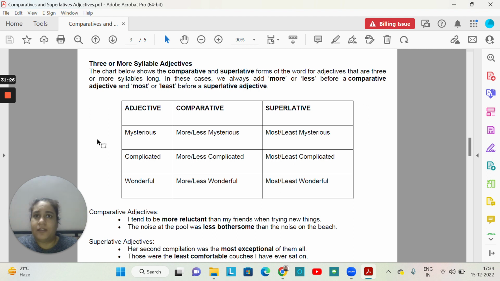Pronouncing also becomes difficult at times. It's really weird. So yeah, we cannot have that. Okay, so it's 3 syllables or more than that. Please stick to more or less in comparative situations, and please stick to most or least in superlative situations.